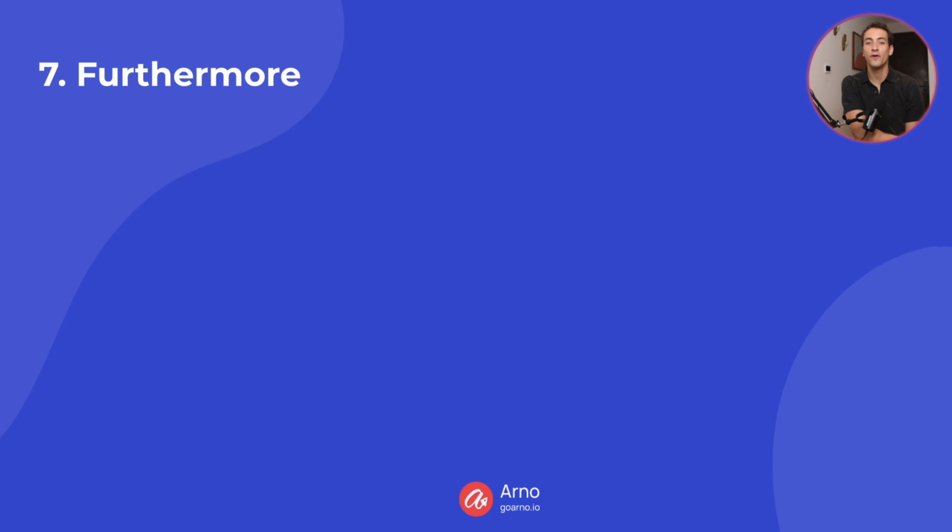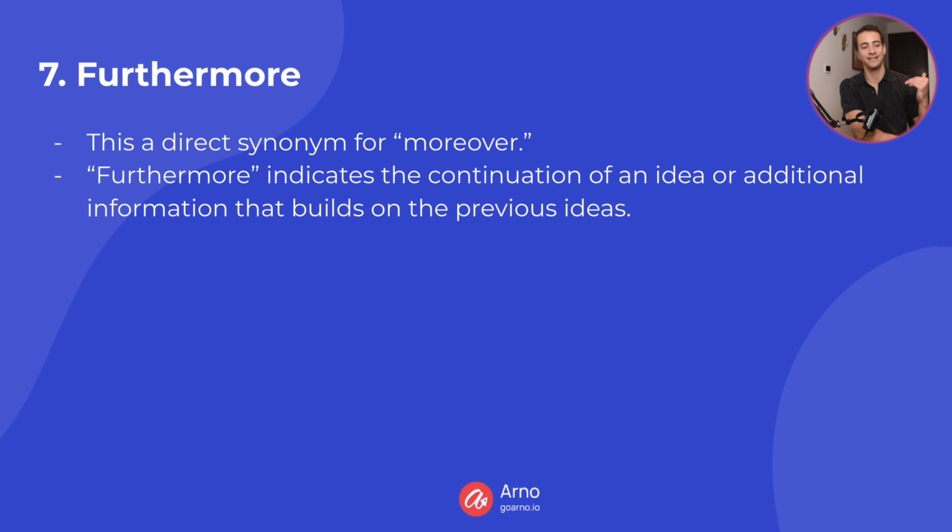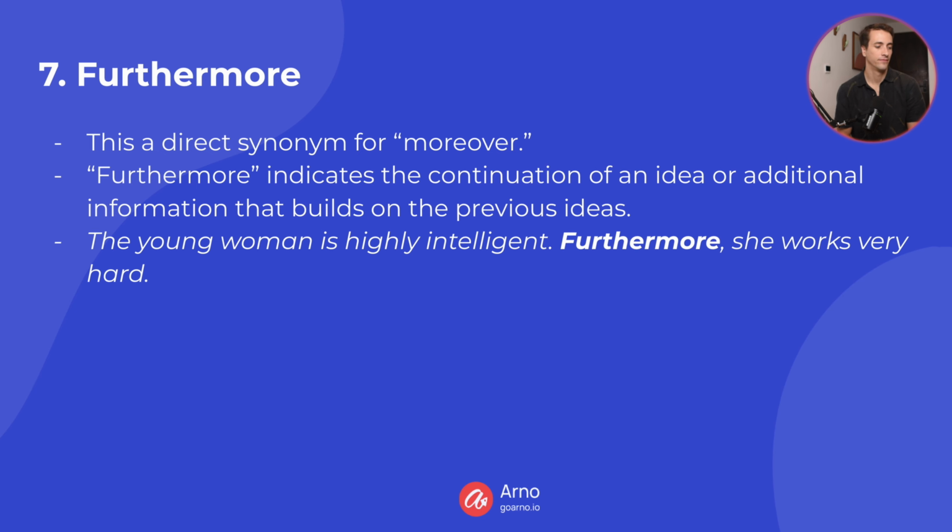Number 7, furthermore. This is a direct synonym for moreover. Furthermore indicates the continuation of an idea or additional information that builds on the previous ideas. For example, the young woman is highly intelligent. Furthermore, she works very hard. So the first sentence talks about a positive characteristic of the young woman, and the second sentence talks about a second positive characteristic. So it is appropriate to use furthermore.